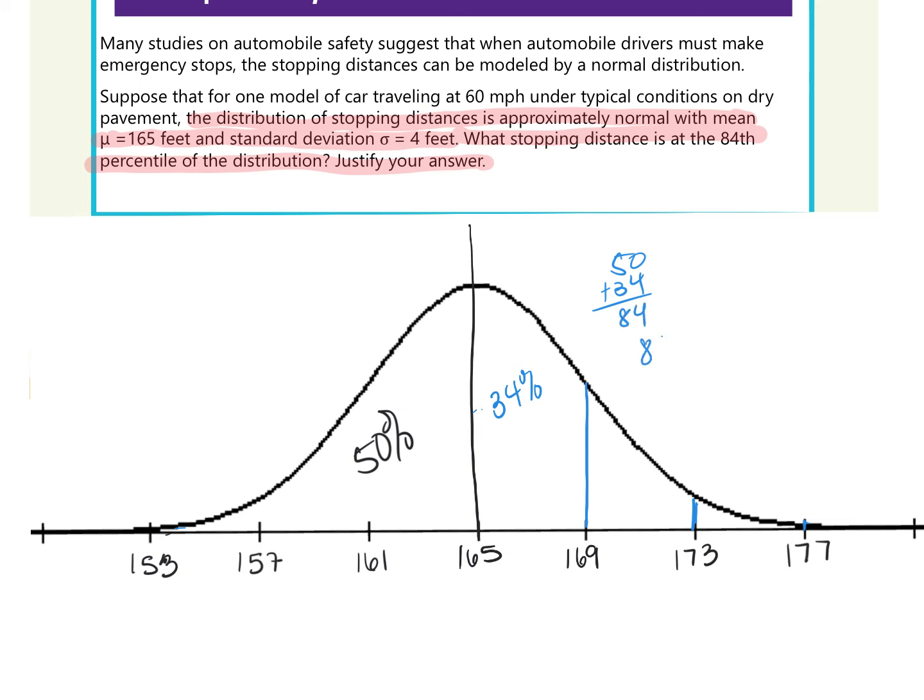So the 84th percentile is this number, 169. So if you want to know the percentile, we're going to add up the different percentages that we wrote down on the last slide.